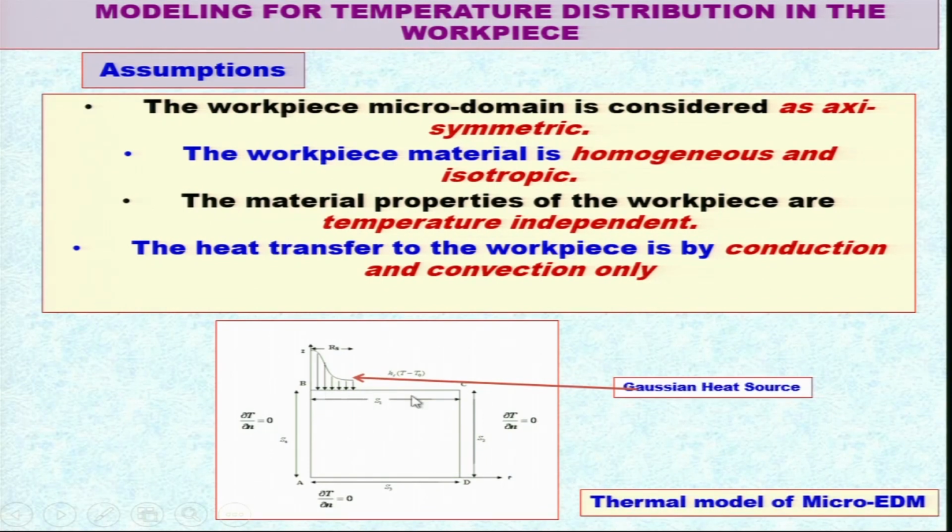Now, this is the heat source. This is the Gaussian heat source which is being considered. As I told you earlier, many people have considered different types of heat source. Some of them have considered a uniformly distributed heat source. In this analysis, a Gaussian heat source was considered.